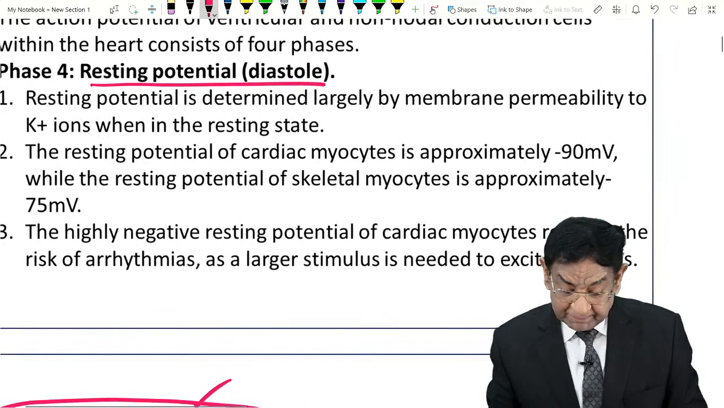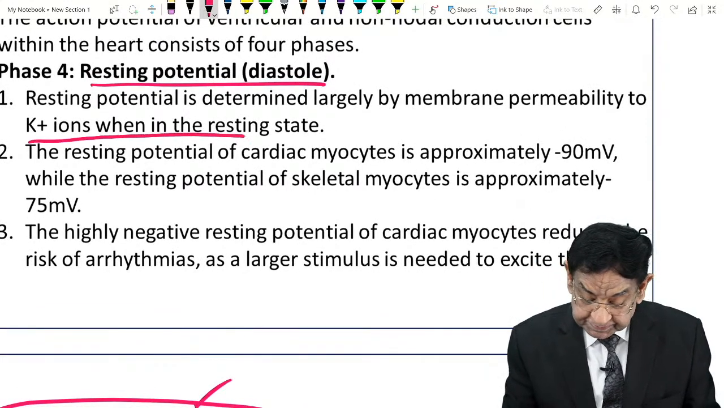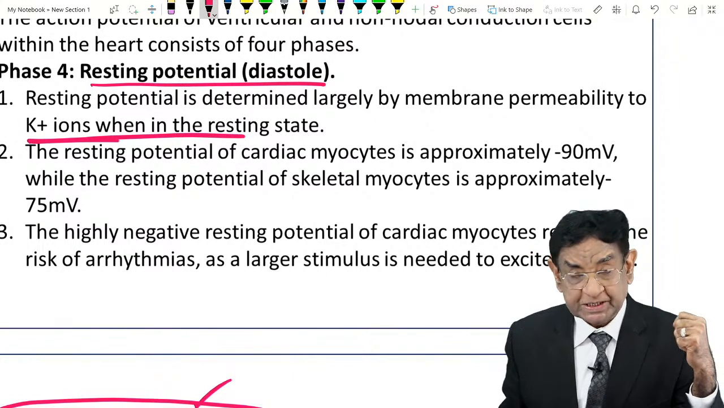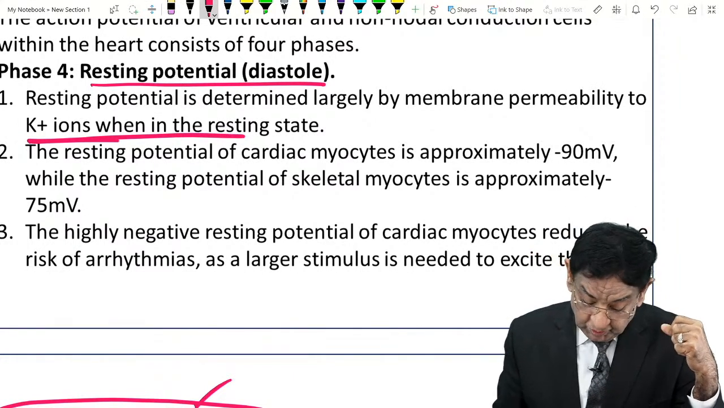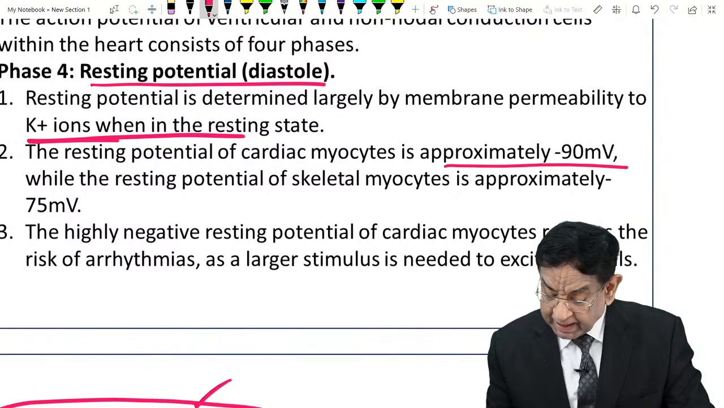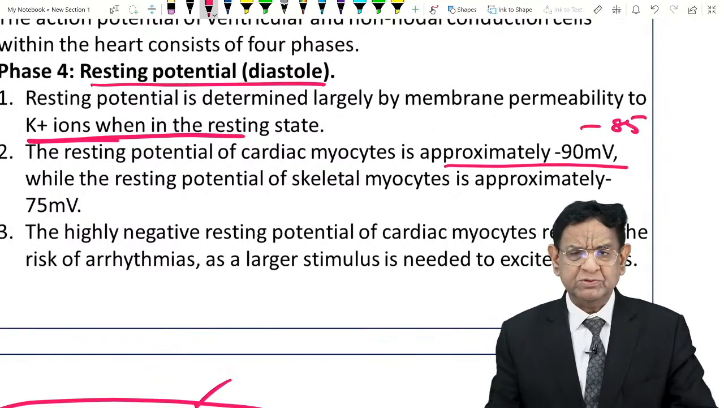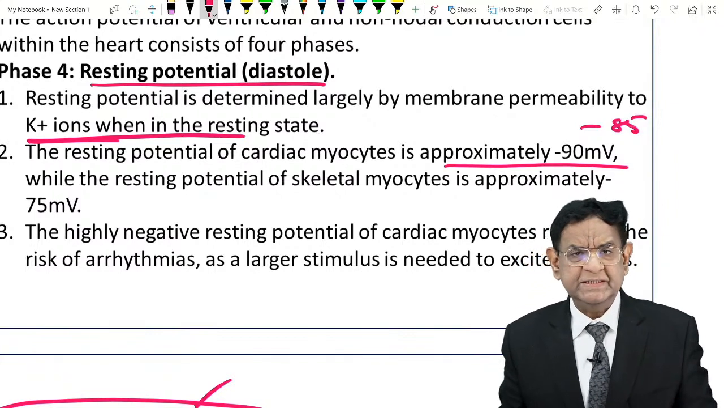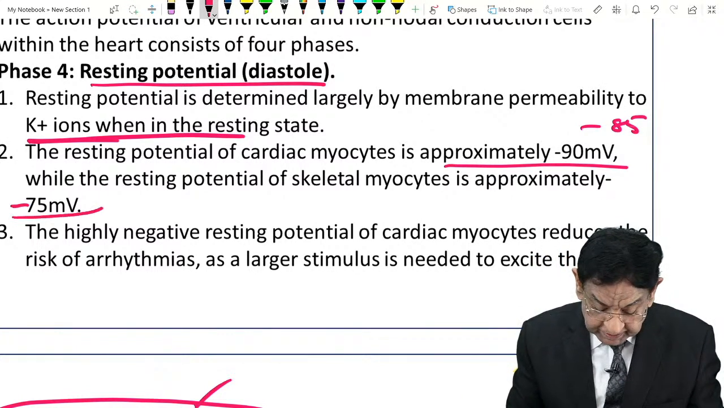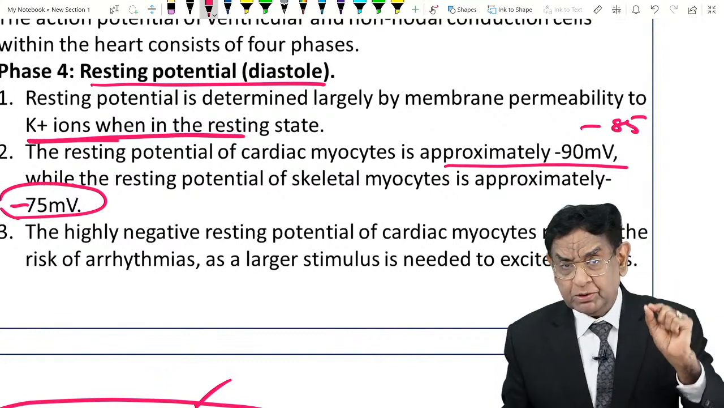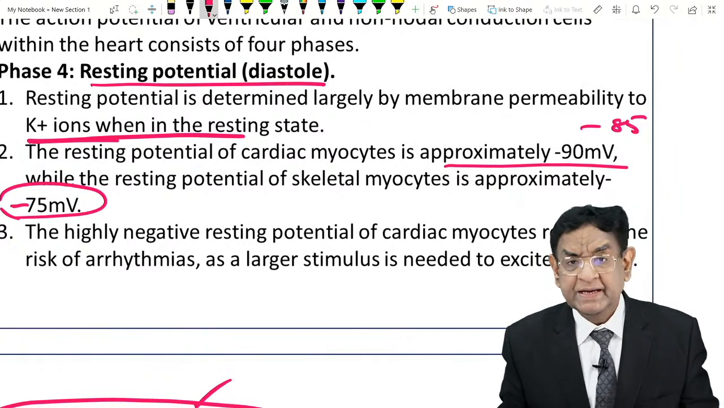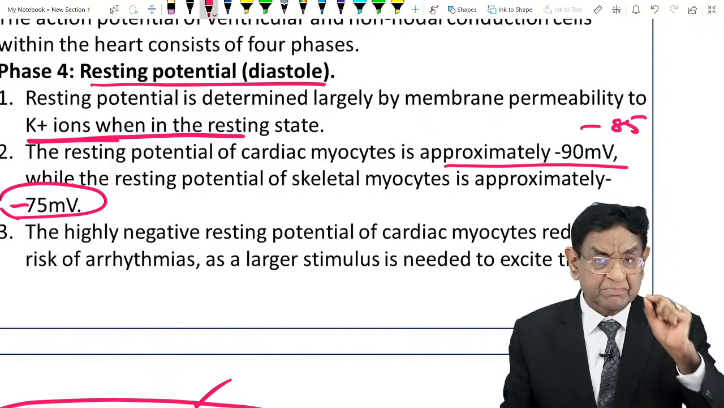So, resting membrane potential is largely determined by the potassium ion. Very, very important point. Resting membrane potential is primarily determined by the potassium ion. Well, one more thing. In the cardiac myocyte, this is about minus 90, or some books write minus 85 also. So in cardiac, resting membrane potential is somewhere around minus 85 or minus 90. But remember, in skeletal muscle, it is minus 75. A point to be noted, in cardiac muscle it is more negative, minus 85 or minus 90, in contrast to skeletal muscle, where it is minus 75.